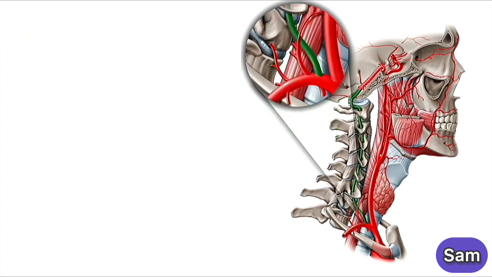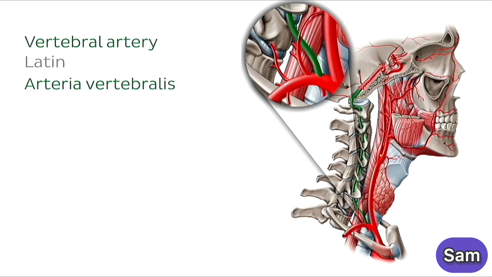The first arteries arising from each subclavian artery are the left and right vertebral arteries. We can see the right one in this image, highlighted in green.